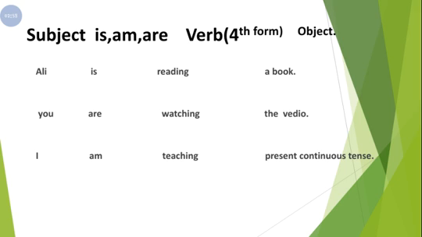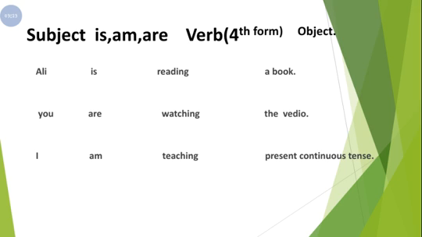To make the active sentences of present continuous tense, you are supposed to follow this structure. First, you will write the subject. Then you are supposed to use helping verb. Helping verbs would be is, am, are, and you will use them according to the subject. If subject is singular, your helping verb would be is. If subject is plural, your helping verb would be are. If subject is I, your helping verb would be am.